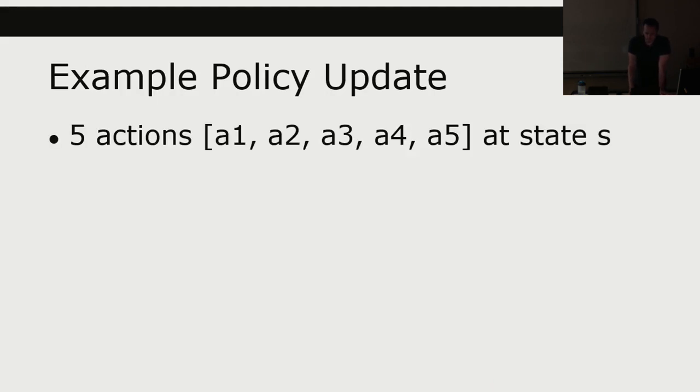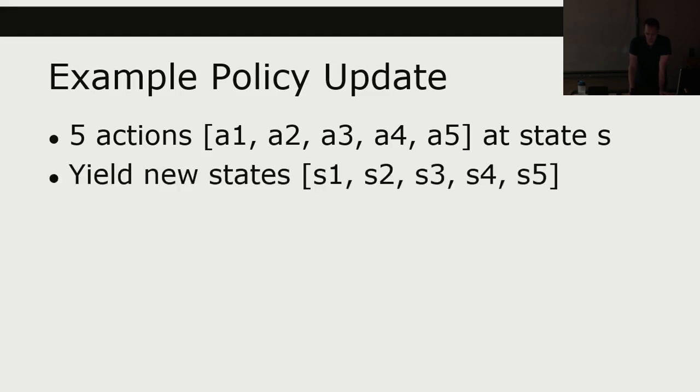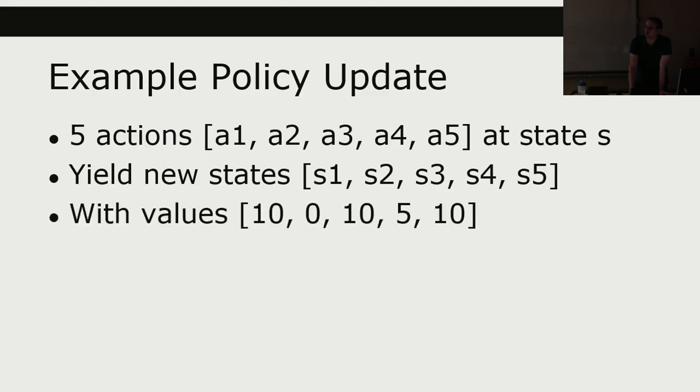So let's just do a quick example, because examples are always how I learn. So let's say we have 5 possible actions, A1 through A5 at a given state S. They are going to yield 5 new states, state 1 through state 5, and those state values are going to be 10, 0, 10, 5, and 10.